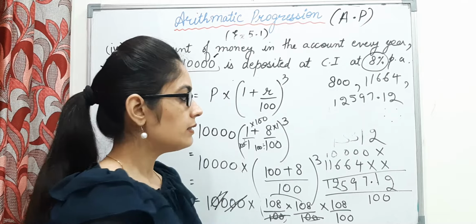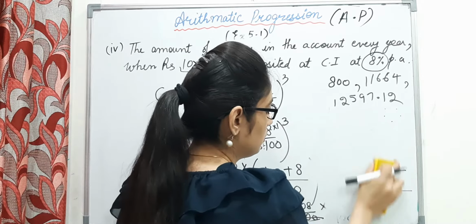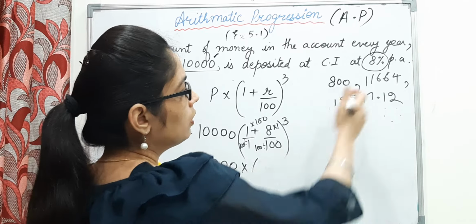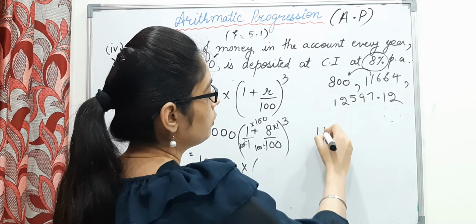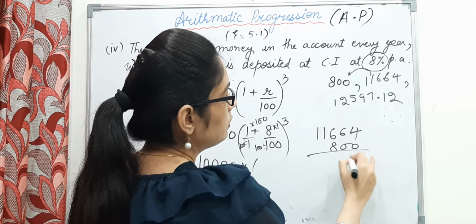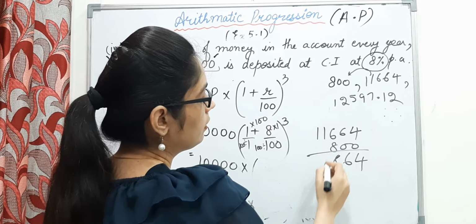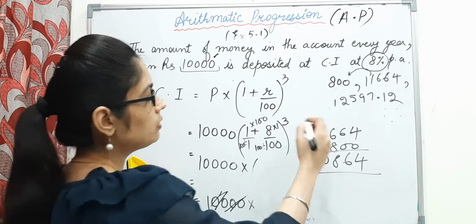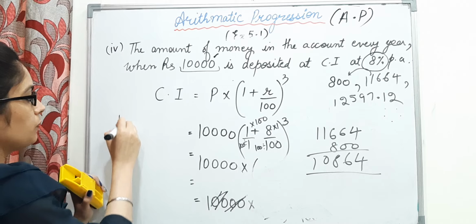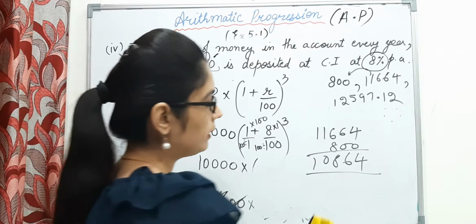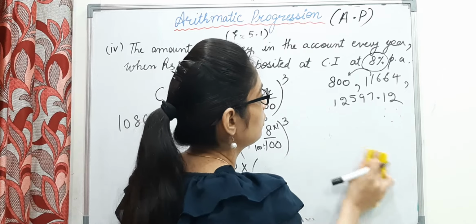We can check whether the sequence is an AP or not. So, let us find the common difference now. This minus this, so I will do 11664 minus 800, 4680. This is this. So, first common difference I will write here, it is 10864. Let us check whether it is same to the other difference.